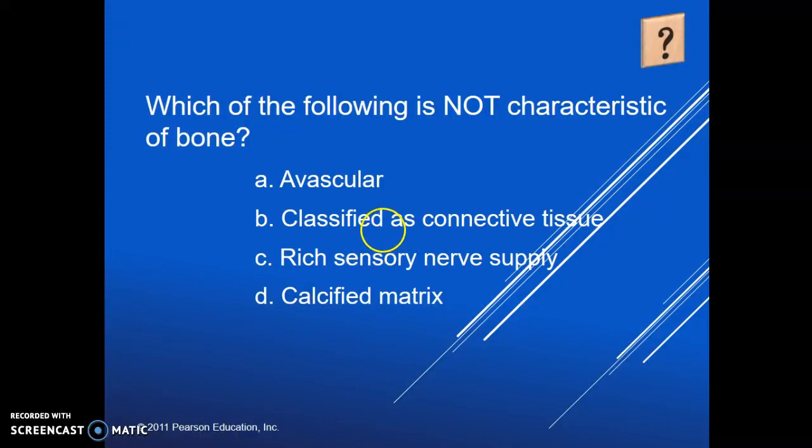Which of the following is not characteristic of bone? Avascular, classified as connective tissue, rich sensory nerve supply, calcified matrix. Avascular. Bone is highly vascular.